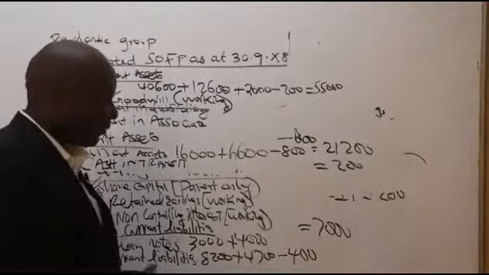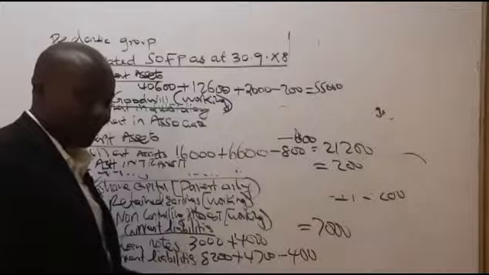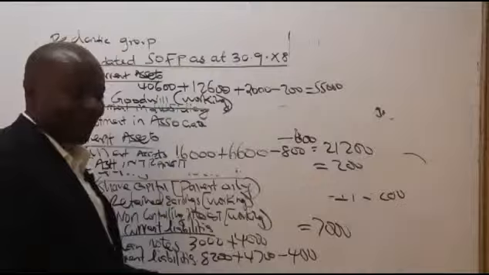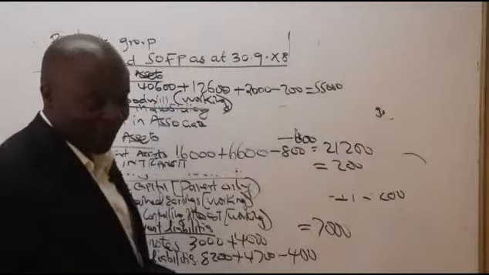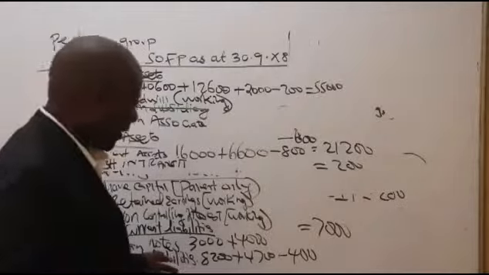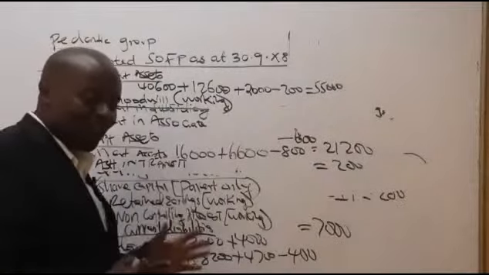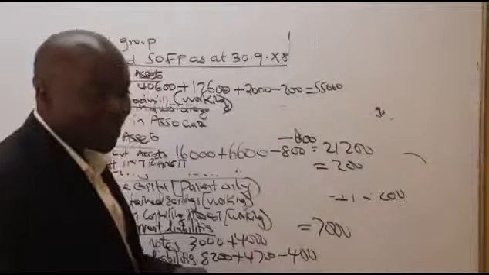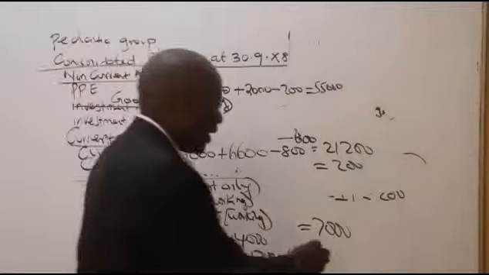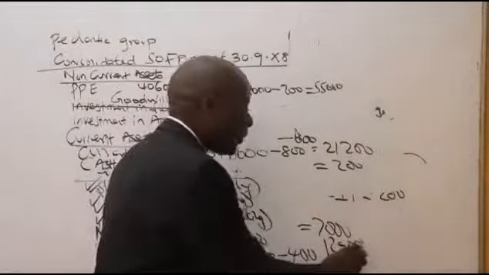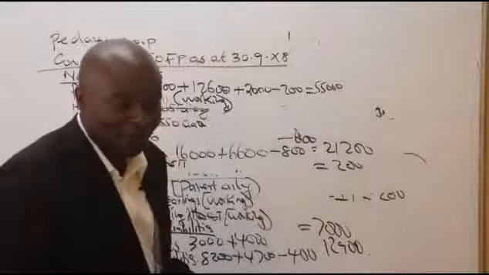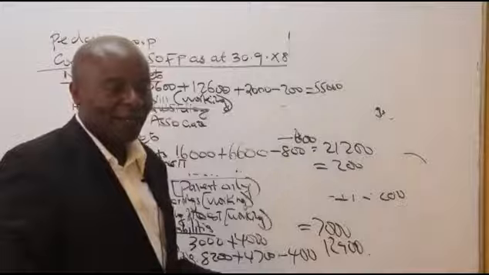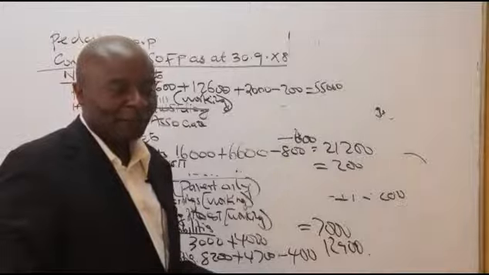Is there anybody who can give me current liabilities very fast? So if I do it this way, I'll end up 12,900. I'll end up getting so many marks without even knowing what I'm doing. 12,900. I'll end up getting more than half of the marks.